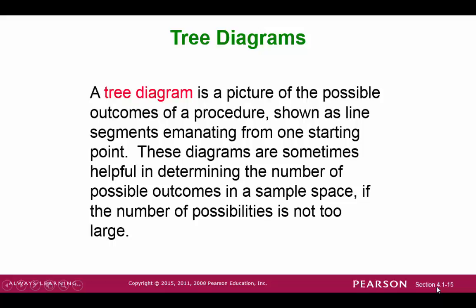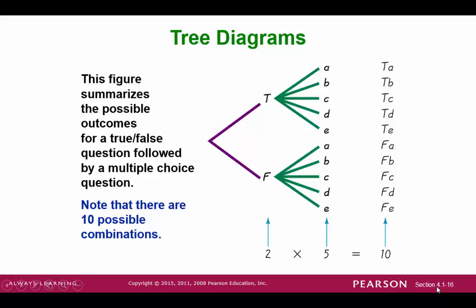Sometimes tree diagrams are helpful to visualize the sample space. We use lines to connect branches from one trial to another. Here's an example. Suppose we take a quiz where the first problem is a true-false question, then the second problem is a multiple choice question with 5 choices. A tree can help create a list of sample space. More importantly, you can count the number of elements in the sample space. 2 possibilities for the first question and 5 for the second. So that makes 10 possibilities for the sample space.